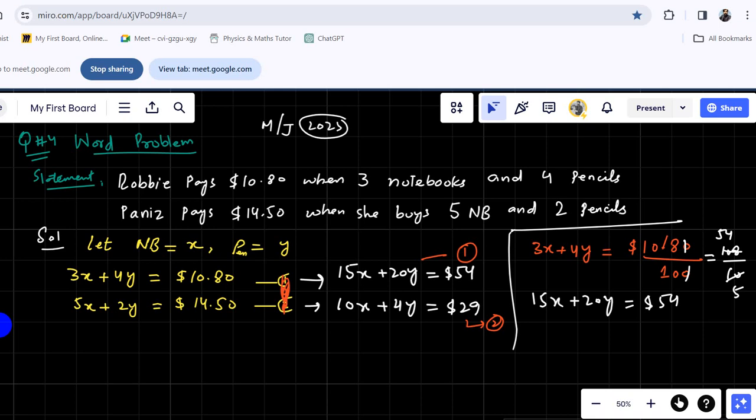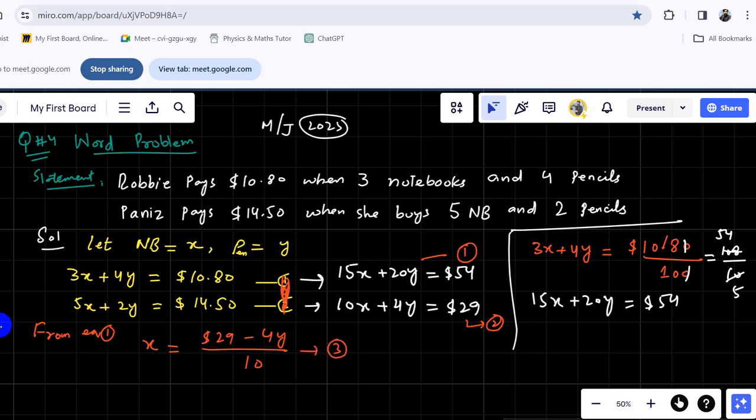So should I use equation 1 or 2? 2. And should I find y or x? x. Okay, from equation 2, as we are short of space here, I'm just going to write this directly. So x will be (29 minus 4y) upon 10. Are you good with it?